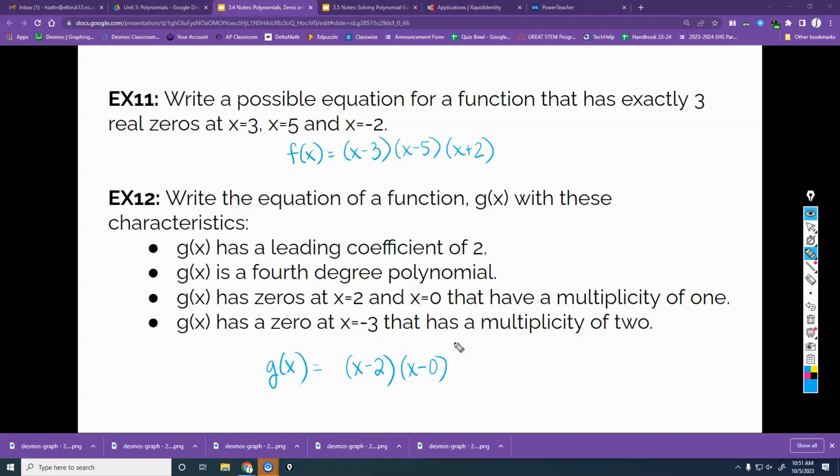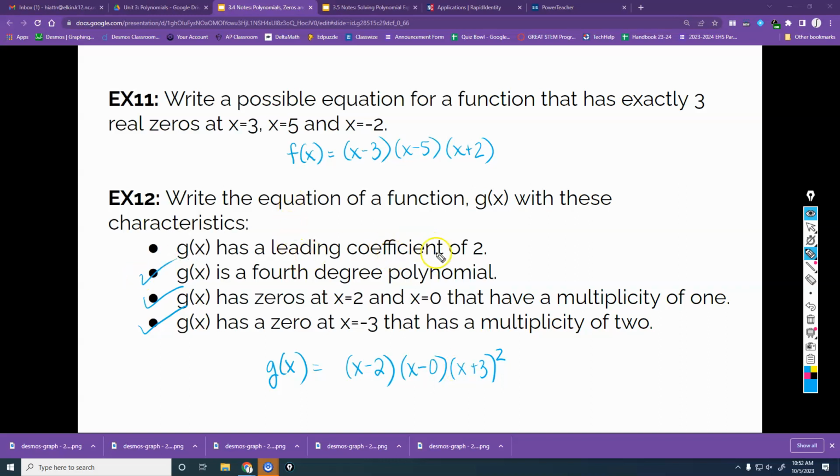And we have a 0 at x equals -3. What's the factor that goes with that? X plus 3. That one has a multiplicity of 2. How am I going to make that happen in the equation? Square it right there. Okay, so that takes care of this bullet and this bullet. This has a fourth degree because you got one x here, another x here, and then you got two x's here, so there's four x's on that. If we multiplied it out, it'd be fourth degree.